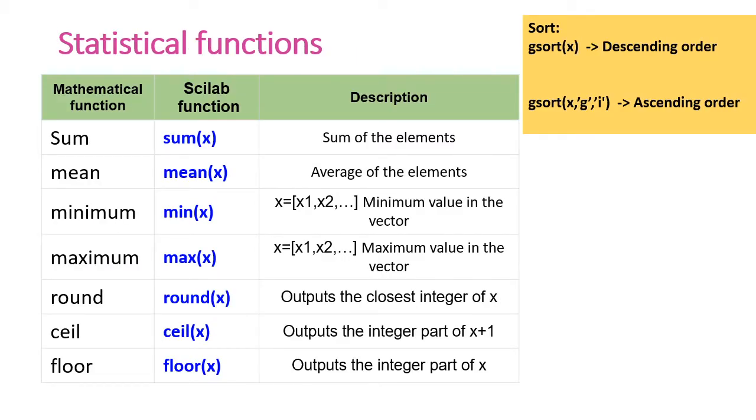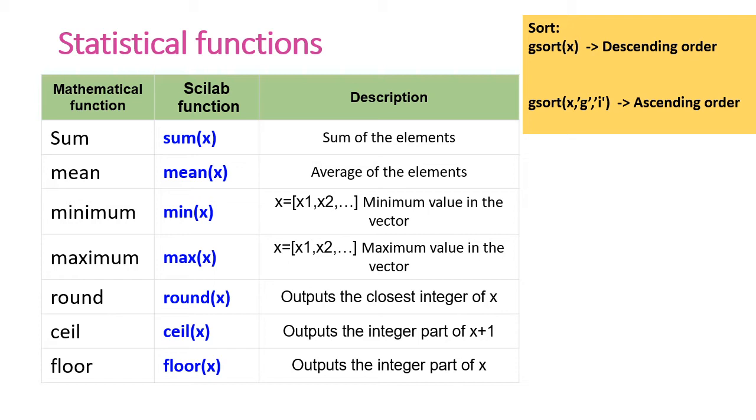So let us start with today's session with statistical functions. Scilab supports predefined functions for statistical analysis also. Sum of x to calculate the sum of the elements, mean of x to find the average of the elements, min of x identifies the minimum value in a vector, max of x identifies the maximum value, round of x will give the closest integer of x, ceil of x will give the ceiling value, and floor of x will give the floor value, which is the nearer lower part of x.